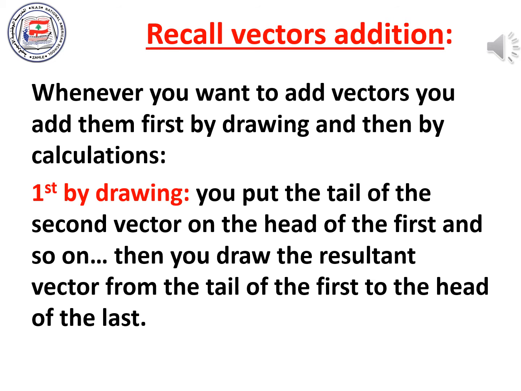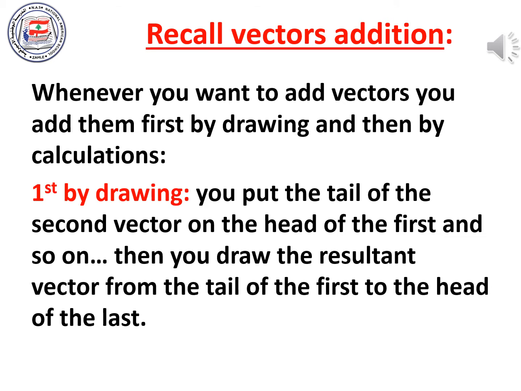Whenever you want to add vectors, you add them first by drawing and then by calculation. First, I'm going to talk about the drawing part. In order to add vectors by drawing, you put the tail of the second vector on the head of the first and so on. Then you draw the resultant vector from the tail of the first to the head of the last. So the head is where the arrow is and the tail is where there's no arrow.